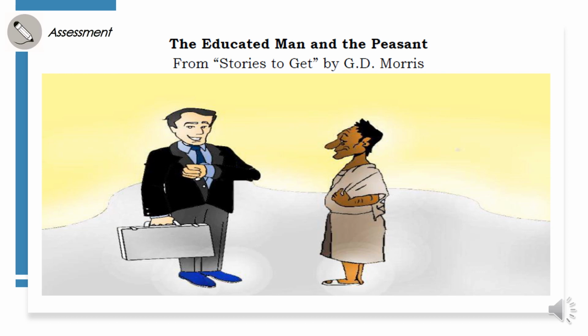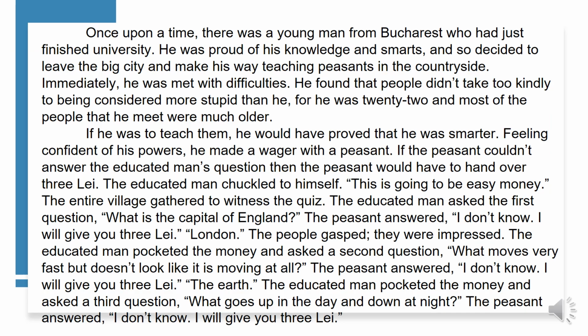This is another story about the educated man and the peasant, from Stories to Get By by G.B. Morris. Another inspirational story. Okay, let's start. Once upon a time, there was a young man from Bucharest who had just finished university. He was proud of his knowledge and smarts, and so decided to leave the big city and make his way teaching peasants in the countryside.